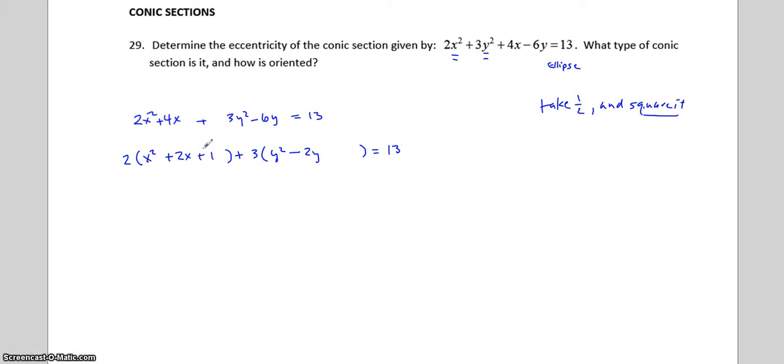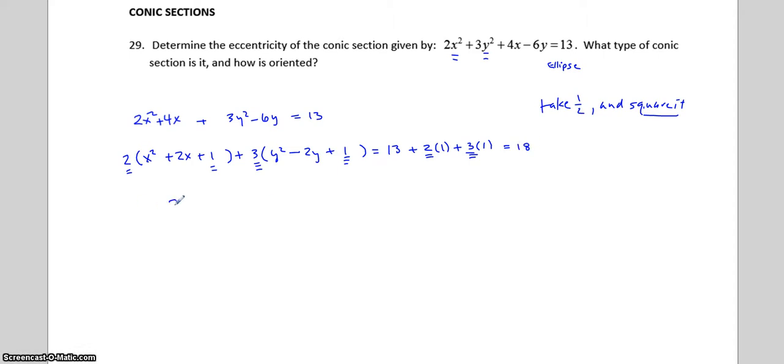Now I have to add something off to this side, and I have to always remember to multiply by the factor out front. Just to be clear, I added 1 here, but when I multiply it by 2, I've actually added 2 to the other side. So to make it clear, I've added 2 times 1 to that side. Now here to complete the square, I take half, which is -1, and square it. -1 times -1 is +1, so that's how I complete the square. And here, I'm multiplying by 3, so I have to add 3 times 1 on this side. That gives me 13 plus 2 is 15, plus 3 is 18.